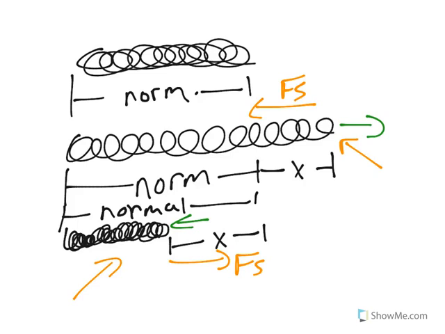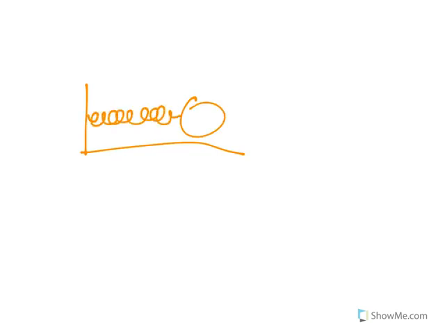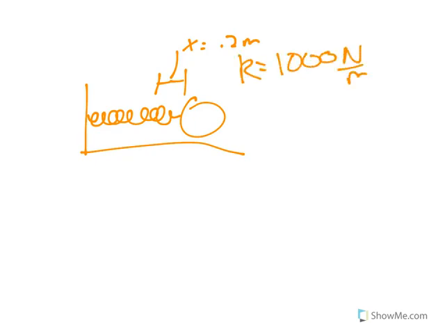I don't know that there's much else to talk about, honestly. But let me give you an example real quick. We have an object right here. I think this was one of y'all's problems on the homework. We'll just go over it real quick. We've stretched it. The spring is stretched a distance of 0.2 meters, and it's got a spring constant of 1,000 newtons per meter. And let's say this thing has a mass of 3 kilograms, okay?